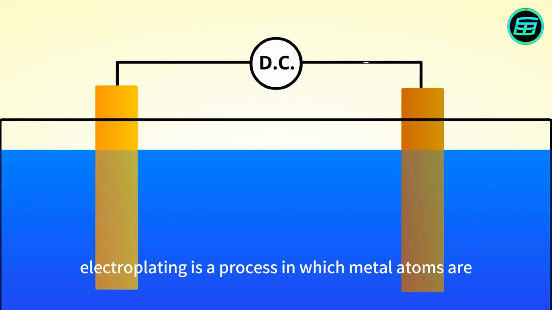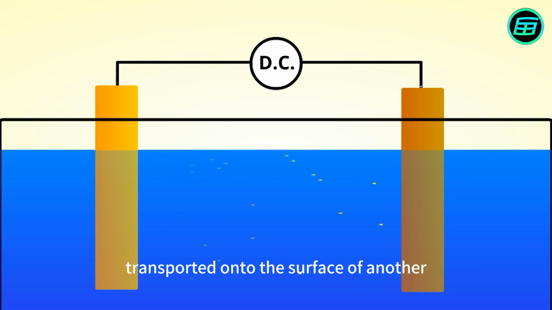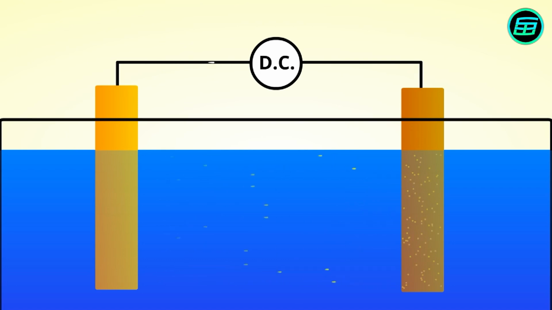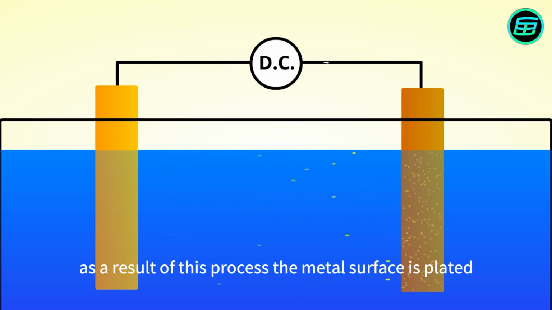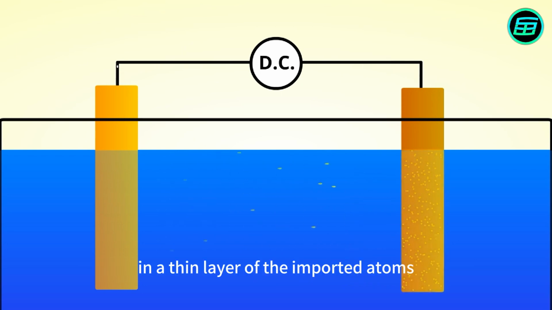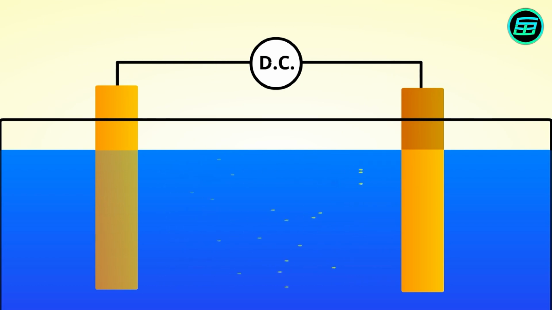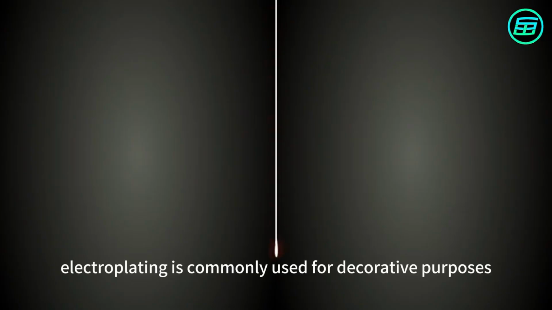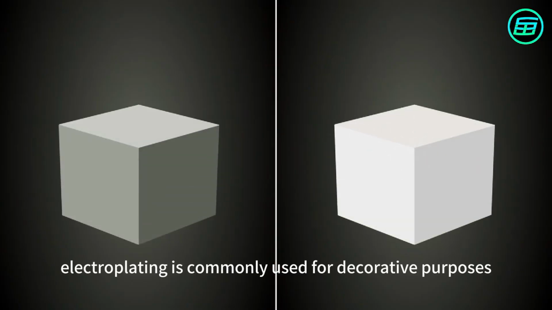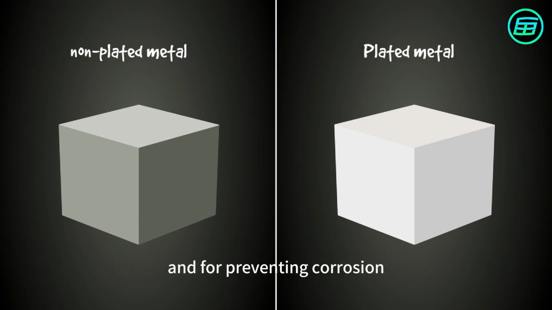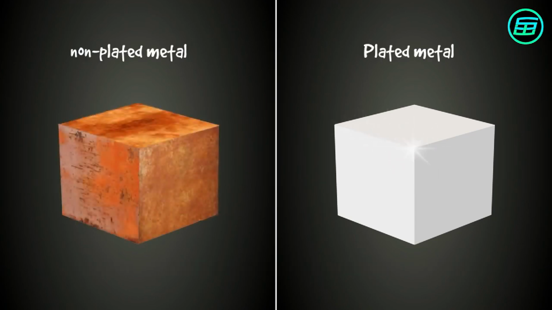Electroplating is a process in which metal atoms are transported onto the surface of another metal using electricity. As a result of this process, the metal's surface is plated in a thin layer of the imported atoms. Electroplating is commonly used for decorative purposes and for preventing corrosion.